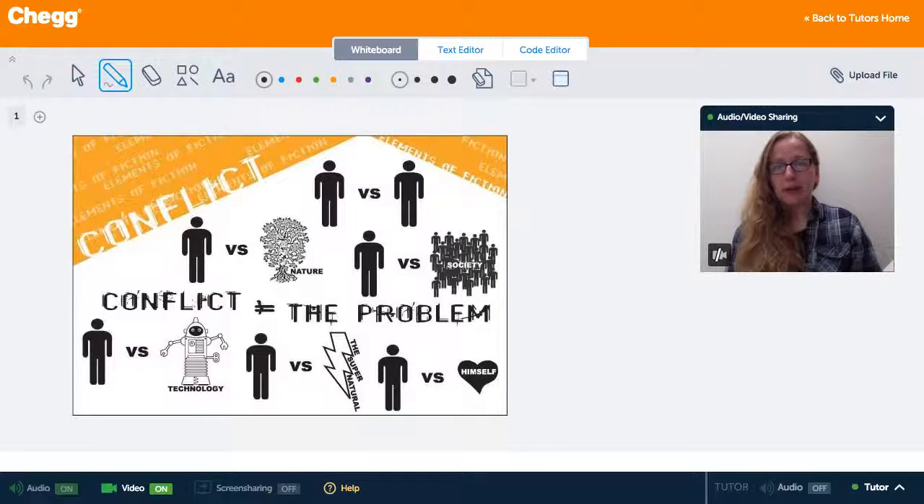Another generally recognized type of conflict is person versus nature. This is where the character is conflicting with elements of nature like severe weather or wildlife. Two examples of this would be in The Life of Pi and Moby Dick.